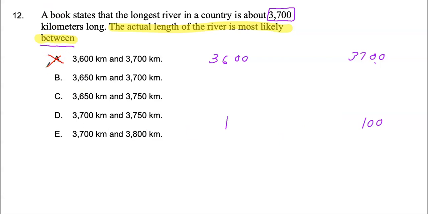What else can I get rid of? Using the same thinking, B has to be gone. Using the same thinking, D has to be gone. Using the same thinking, E has to be gone. The only possible choice is C. It's the only possible choice, right? So in other words, if I said pick a number between 3650 and 3750, 3700 is between these two. Hopefully you can see that D and E doesn't work, right? If I said pick a number between 3,700 and 3,800, it wouldn't make sense to pick 3,700. So C is my answer, and I move on.